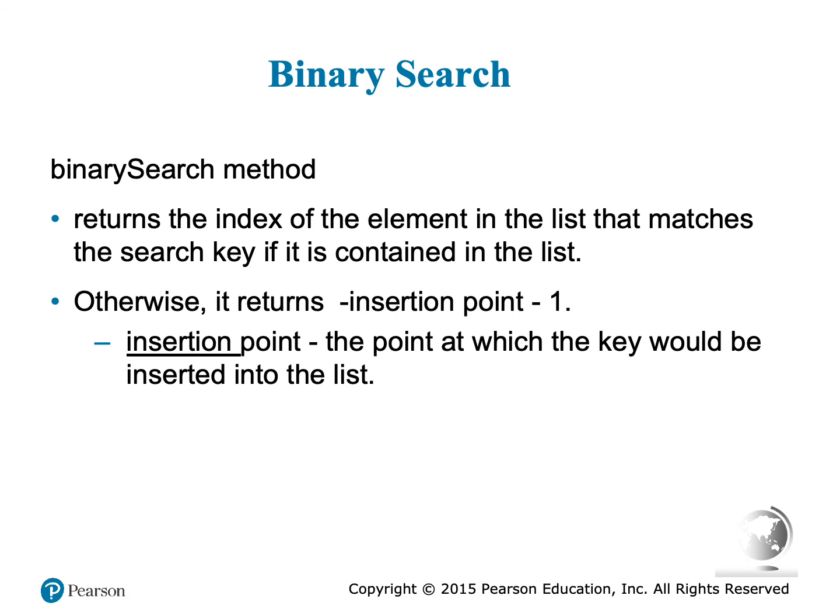Can you see a reason as to why the negative insertion point minus 1 is returned and not just the negative insertion point? What if 0 were the insertion point? If negative insertion point were returned, -0 or 0 would be returned. Was the element found at 0 or was it not found and needs to be inserted at 0? This is ambiguous, and so we can see that it's necessary to return negative insertion point minus 1.